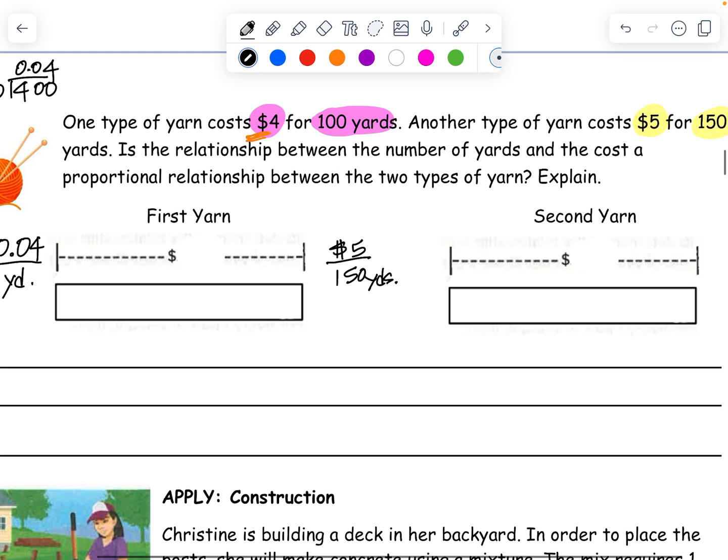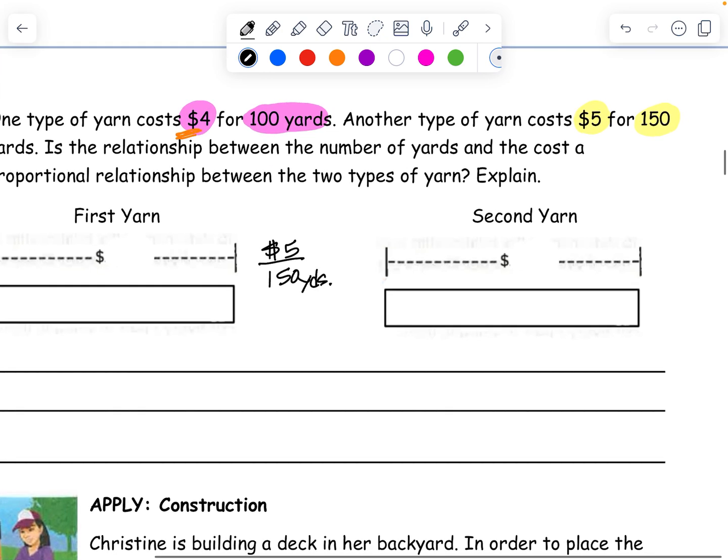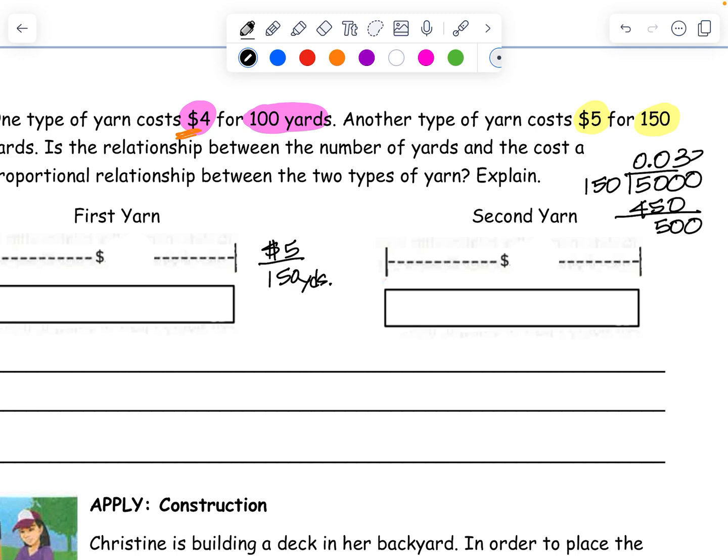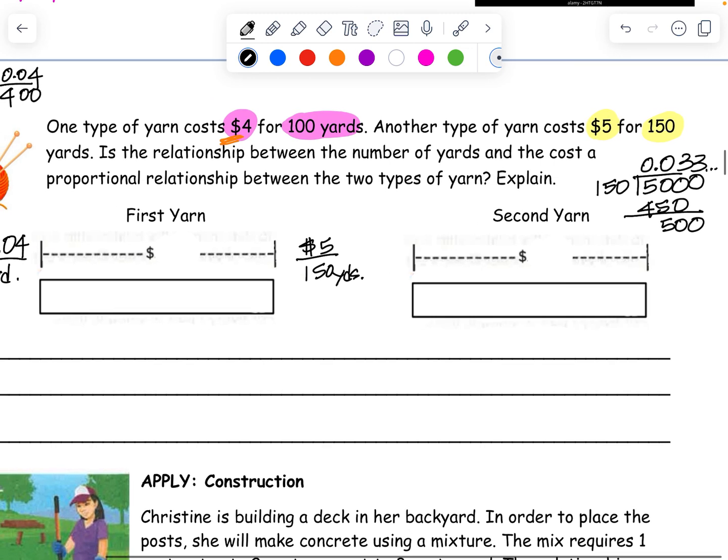Whereas this one comes out to, when you do 5 divided by 150, you put 5 on the inside and 150 outside. You put 0, annex a 0, still goes in 0 times. You annex another 0. Now it goes in 3 times. And 3 times 150 comes out to 450. The remainder here is 50. Annex another 0, another 3. So you can see how this is going to go on forever. So this one comes out to about 3 cents per yard.